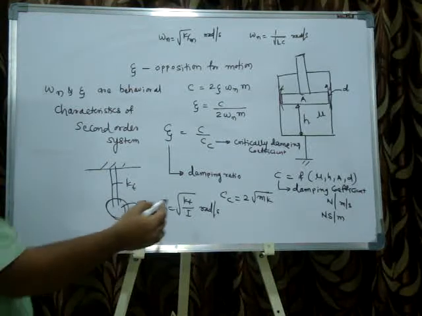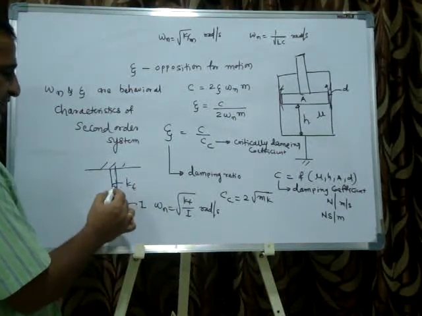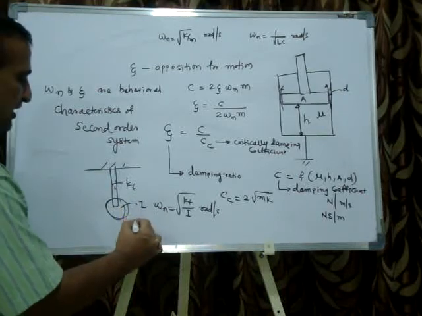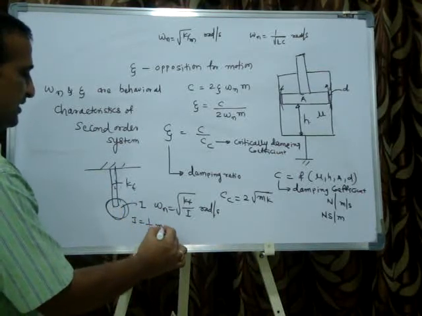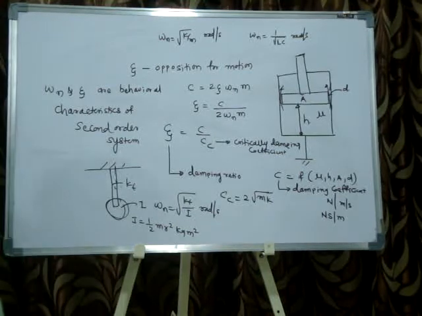This kT is the torsional stiffness, and this is called a torsional spring. A steel rod acts like a torsional spring. I is equal to half m r square. This is called the mass moment of inertia. Okay.